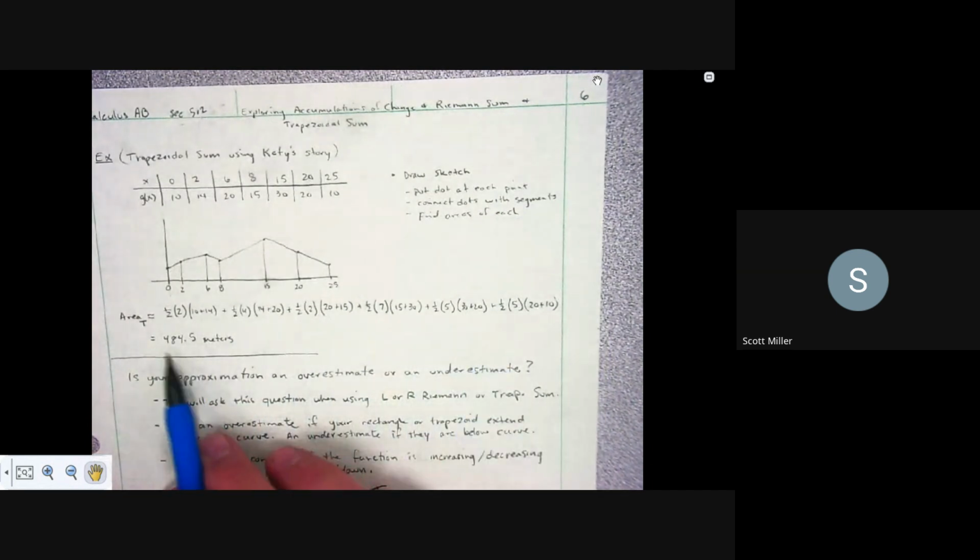Here's the 1/2. Okay? 1/2 that distance times that plus that. The two bases. That's the first one. The second one is going to have a 1/2. The height is 4, and then it's going to be 14 plus 20, and so forth. And so we just keep doing that for each one of these trapezoids that you see. There are 6 of them, 1, 2, 3, 4, 5, 6, and I get that approximation right there from that.